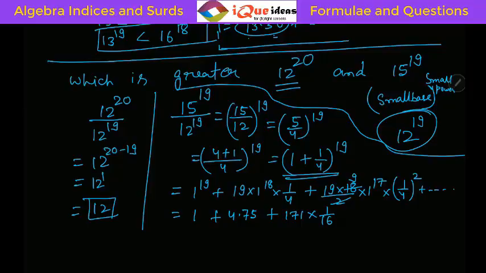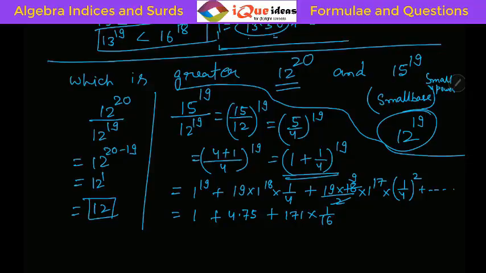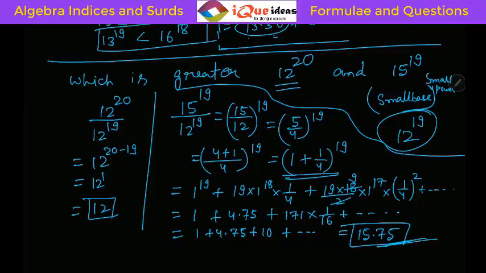Right, now 171 divided by 16 is almost 10, or in fact a little more than 10. Even if I just take it to be 10, no problem, because it is 1 plus 4.75 plus 10 plus something more, which is clearly 10 plus 4 is 14 plus 1 is 15 or close to 16, so 15.75. So very clearly 15.75 is greater than 12, right?